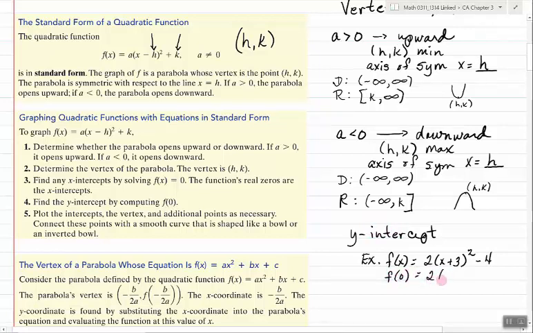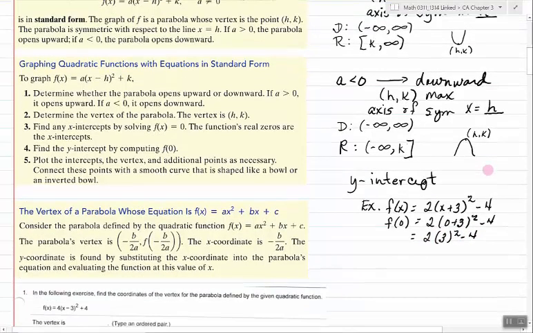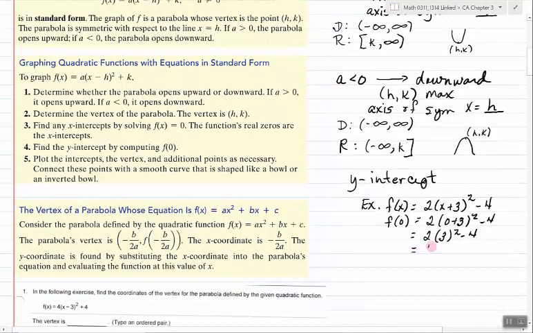So it's 2 times (0 plus 3) squared minus 4. So it is 2 times 3 squared minus 4. Use your order of operations. That is 2 times 9 minus 4. Multiply, 18 minus 4. That is 14. The y-intercept for this example is 0, 14.